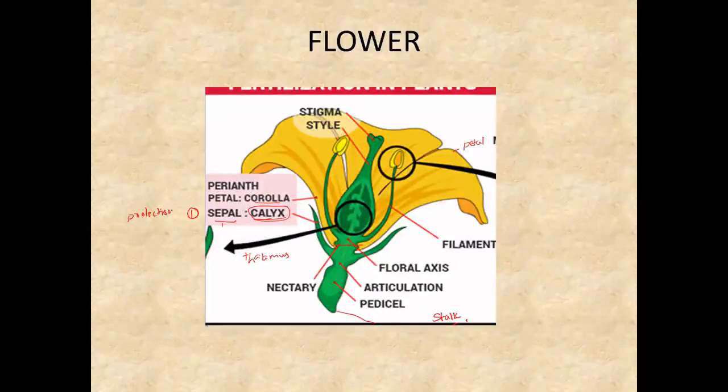Especially when the flower is in the form of a bud, they protect. Whereas the petals are the most colorful part and they form the most attractive part of the flower. So calyx and corolla, these two parts, which we have now studied.